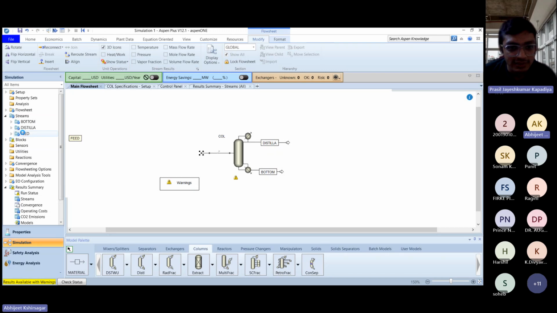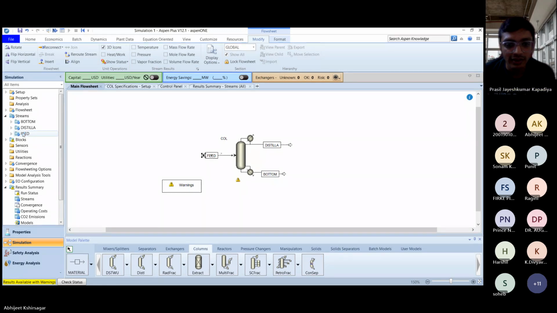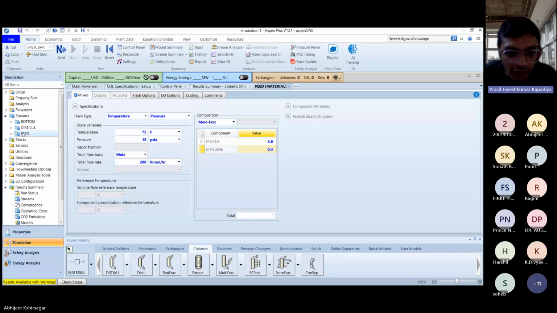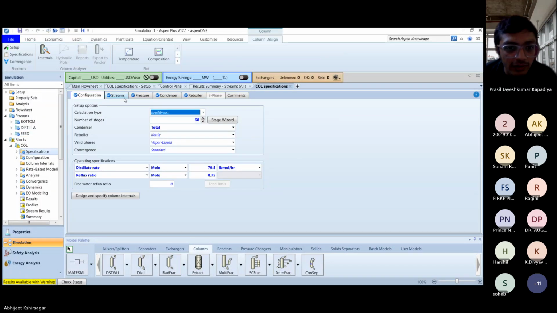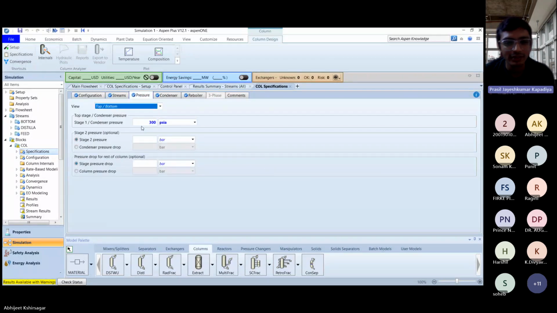No, not in the feed, in the distillation column. You need to give the column pressure some value. Block, column, specification. Go to pressure. Let's say 14.5. Stage 1 pressure only. Just change that 300 psi.